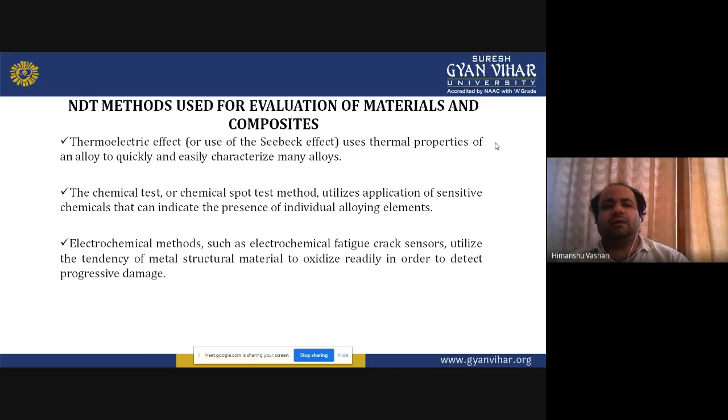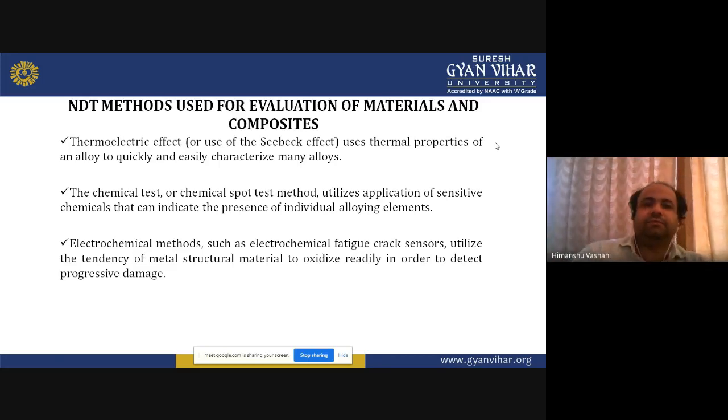Then there are electrochemical methods, such as electrochemical fatigue crack sensors, which utilize the tendency of metal structural material to oxidize steadily in order to detect progressive damage. This is an advanced system in which they go for an electrochemical method to find cracks. If cracks are there, they put some material on the surface, and wherever the crack is, some kind of reaction happens, and you are able to find that there is a change in the powder, so there is a defect.